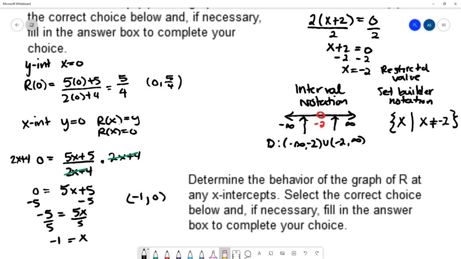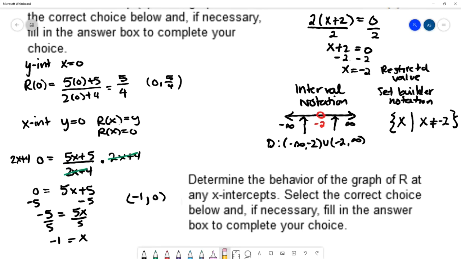Now, when we studied polynomial functions, we learned about the behavior of x-intercepts. The graph can either cross or touch at the x-intercept. And we determine whether the graph crosses or touches by the multiplicity of that x-intercept, or that 0. So what we want to do is determine the behavior of our x-intercept of negative 1.